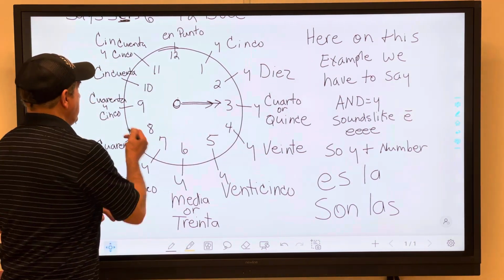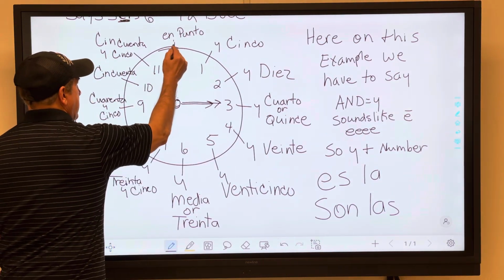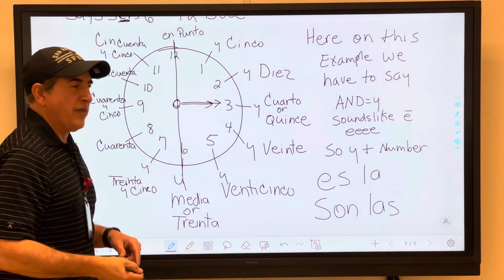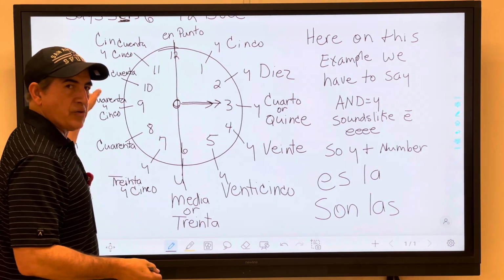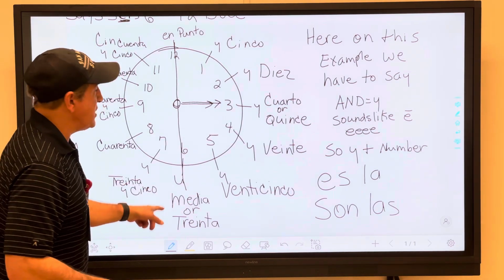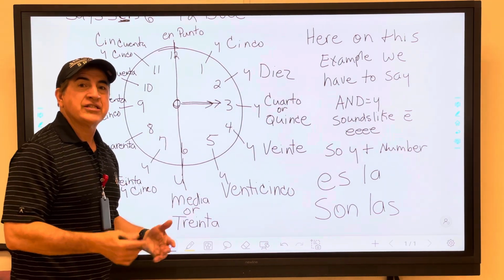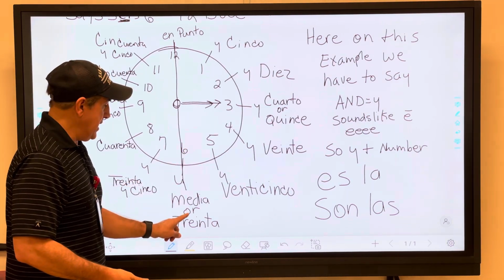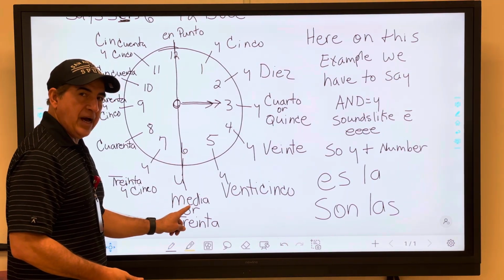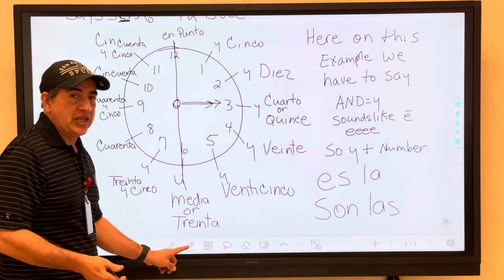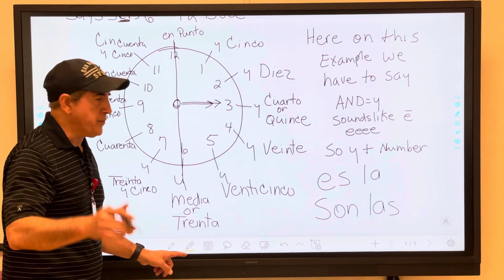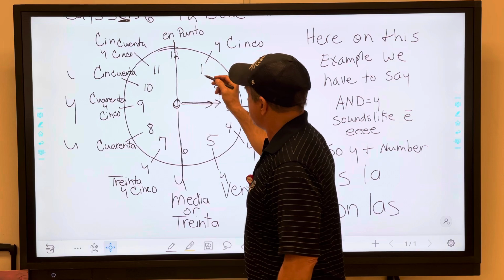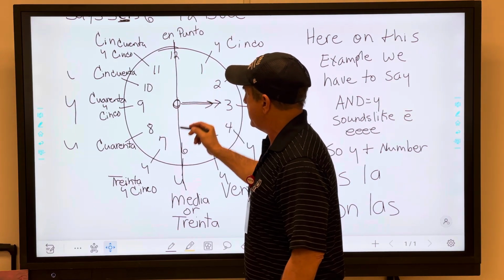Okay, so now let's jump over here to this side of the clock. Okay, that's why we have to know these numbers over here. We'll start off with 6:30. Okay, it's 6:30. We will say son las 6 y 30. We can say son las 6 y media. That's cool.